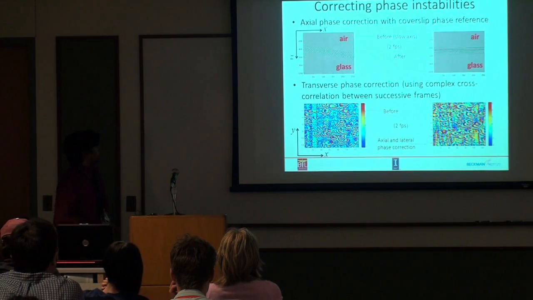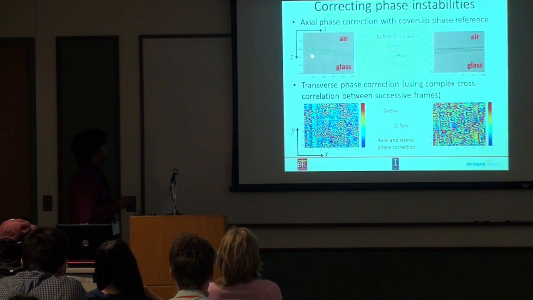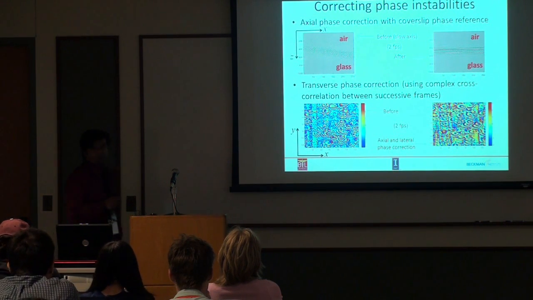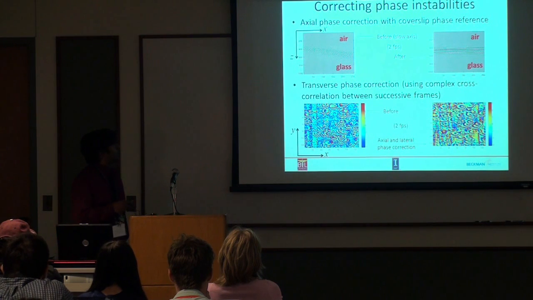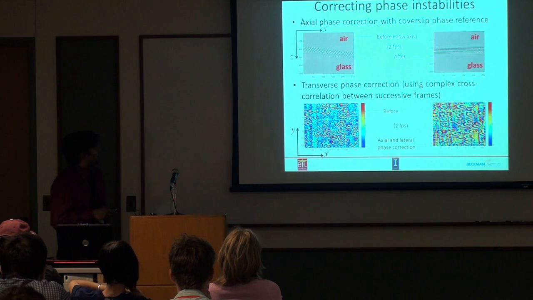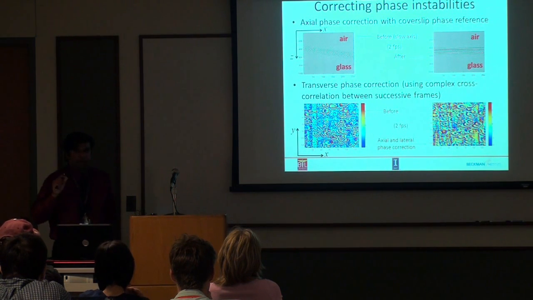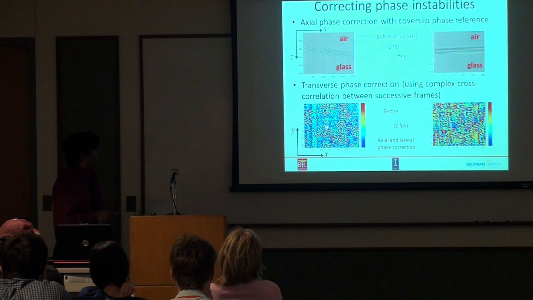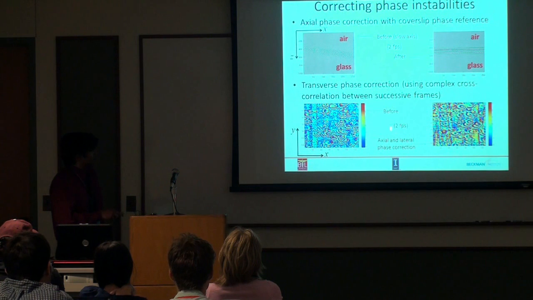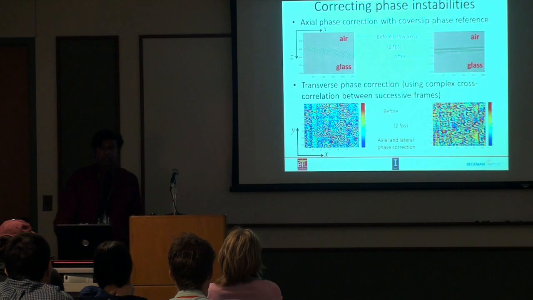So here we are showing some axial phase correction at the top. These are cross-sectional images of a cover slip interface before and after phase correction. And here we're showing en face images. This is from a phantom sample consisting of microparticles, and once again before and after phase correction. The frame rate is pretty slow, and I should say that once we go to much higher acquisition speeds, things become a lot more stable.